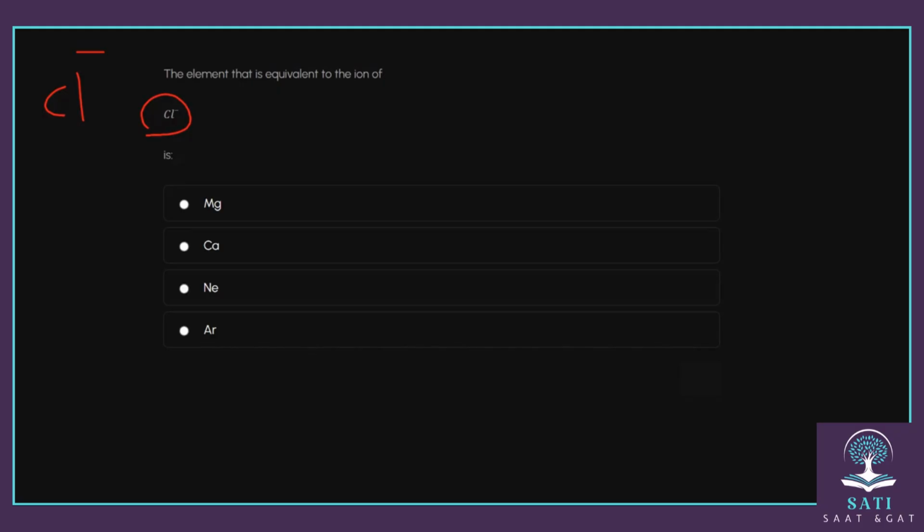And also the top of the groups, like boron, aluminum, nitrogen, carbon. You need to memorize where these are located, because they are the most used elements on exams. So now, in this question, this is the element that is equivalent to the ion of chlorine.